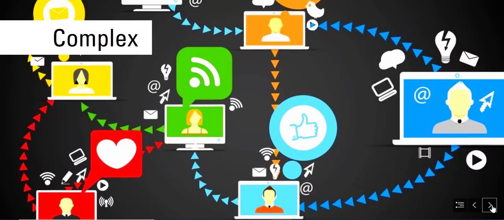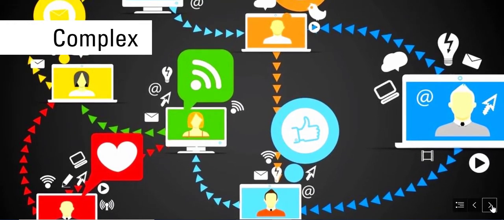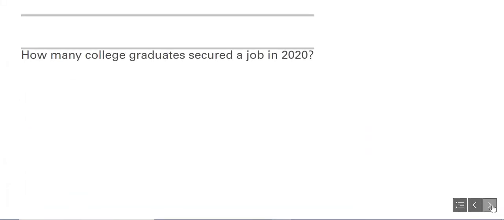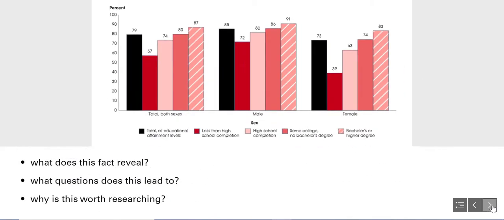You also want your research question to be complex. It should require more than a simple yes or no answer or a statement of basic facts. For example, the question, "How many college graduates secured a job in 2020?" can probably be answered with a relatively straightforward statistic.